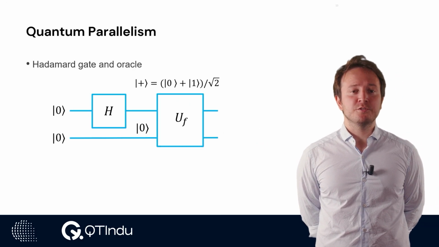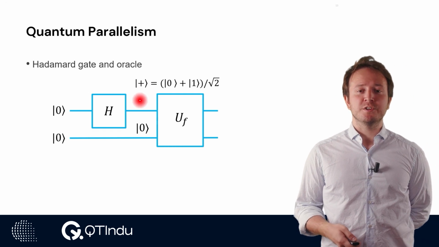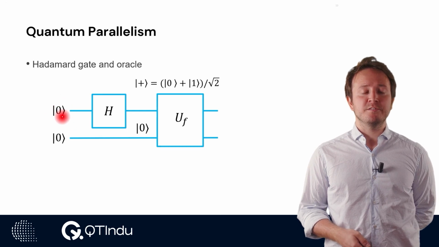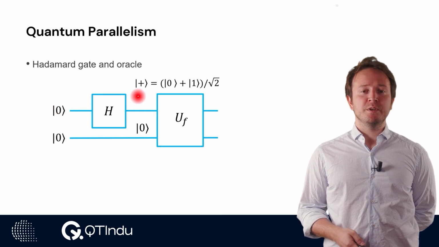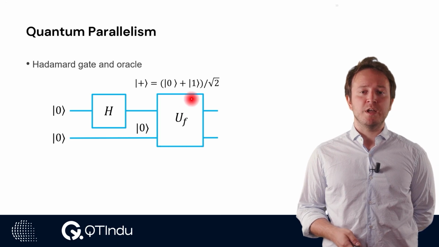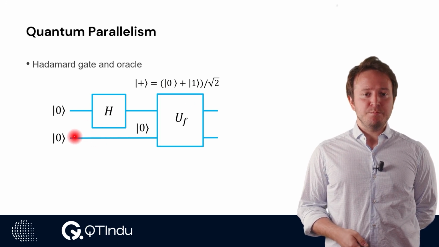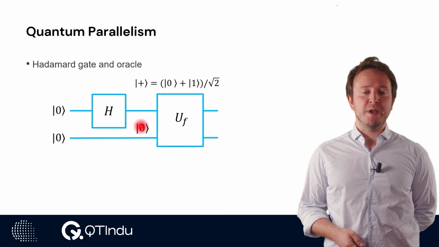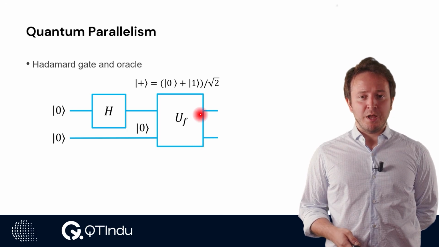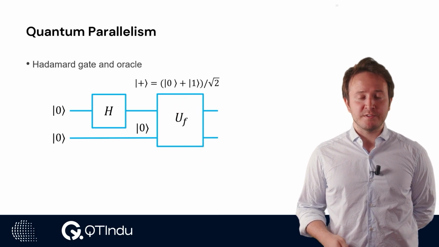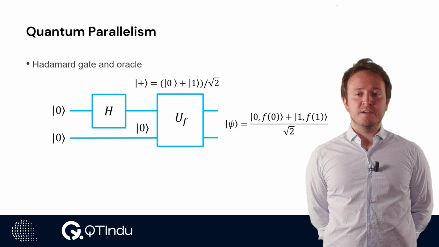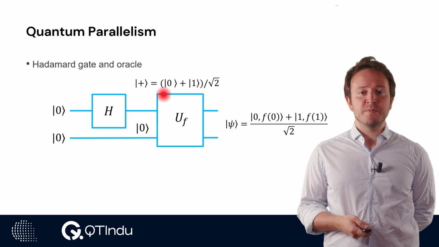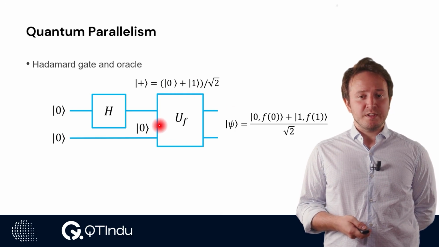So let us now combine these two concepts in the following circuit. We now apply first a Hadamard gate to a register qubit, a qubit in the state 0, and we see that after the Hadamard, it will become the state plus, so the superposition of 0 and 1. After this step, the ancillary qubit in state 0 will be passed as it is, and therefore will remain in the state 0. Let us now apply the oracle U of f, and let's see what happens in this case. What we do see is that the output state is a superposition of the register in state 0 and the register in state 1.